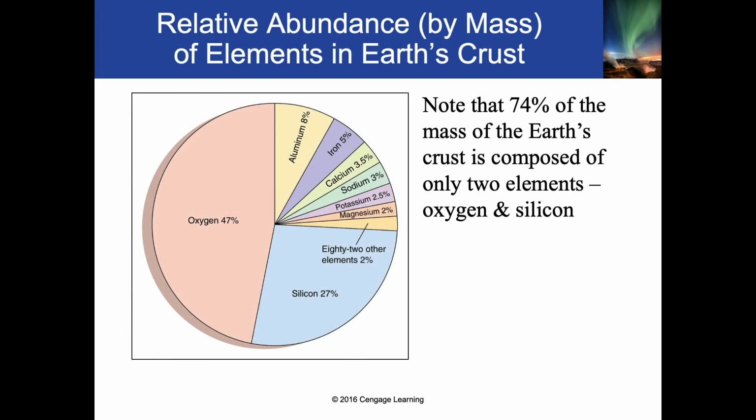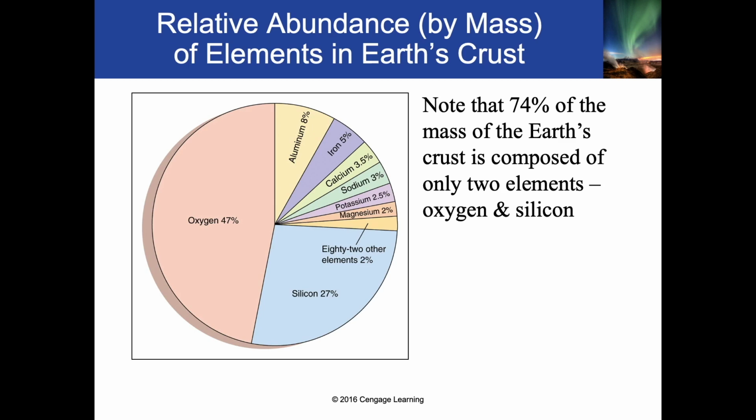So let's take a look at this little pie graph here that shows the relative abundance by mass of elements in the Earth's crust, right? So there's a whole bunch of oxygen inside the Earth's crust. And then the next thing is silicon, which we saw already in that previous statement, right? So that's 74% of the Earth's crust is actually composed of oxygen and silicon, right?